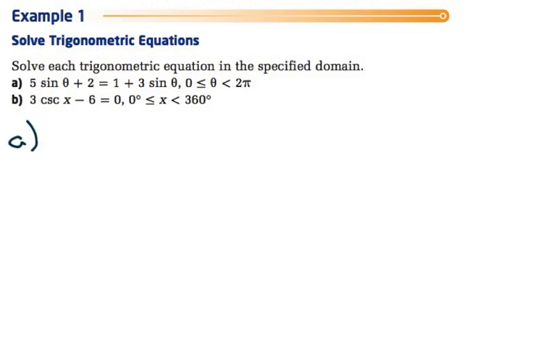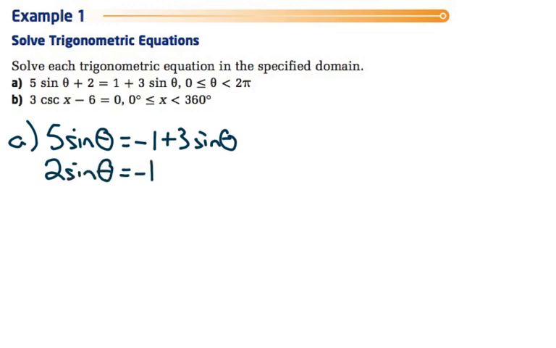We have some manipulating to do before we can actually go ahead and do anything trig related. So I'm going to take the 2, move it to the other side. So 5 sine theta equals -1 plus 3 sine theta. If we remove the 3 sine theta to the left, we'll get 2 sine theta equals -1. Divide both sides by 2, sine theta equals -1/2.